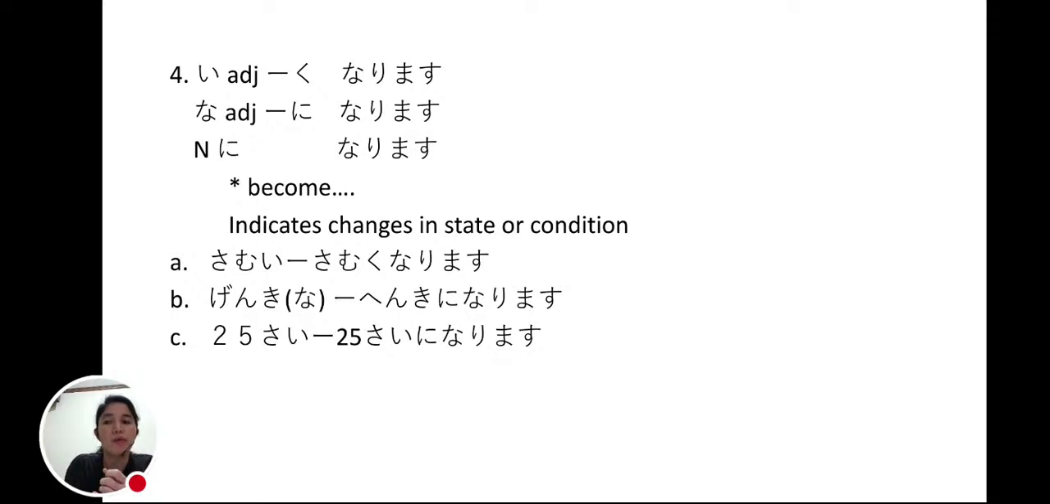You can say, 明日誕生日ですから25歳になりますよ. Tomorrow is my birthday and I will be turning 25 years old. じゃあ皆さんは? How about everyone? So you can use this, になります. For example, you've become a teacher. Sensei ni narimasu, no? Sensei ni narimasu. You become a teacher.